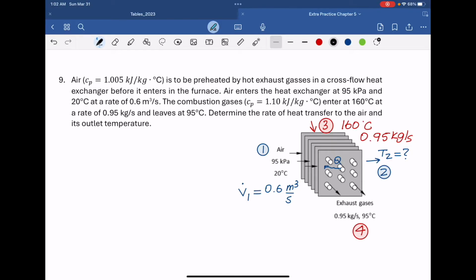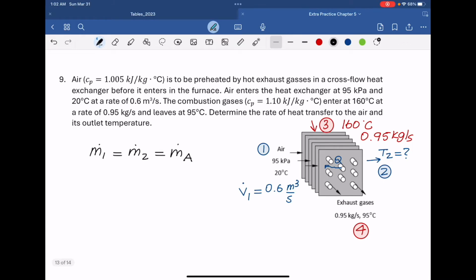What we can do is, before we actually go ahead and directly write the energy balance on the exhaust gas, you should take these steps. Initially, you should write the mass balance. So we have a single stream for each. Mass flow of air. And then we have exhaust gases, right? It has its own stream, just like that.